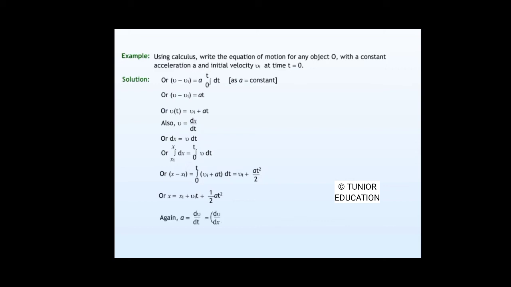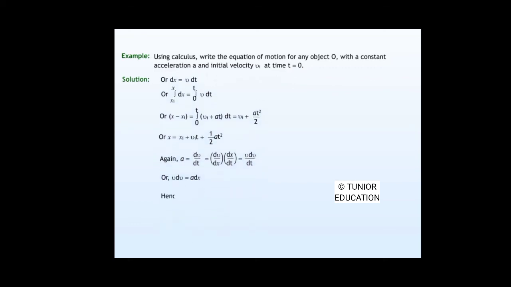Again, a equals dv by dt, which equals dv by dx into dx by dt, which equals v dv by dx, or v dv equals a dx. Hence, integral of v dv from vi to v equals integral of a dx from xi to x, or (v square minus vi square) by 2 equals a into (x minus xi), or v square equals vi square plus 2a into (x minus xi).